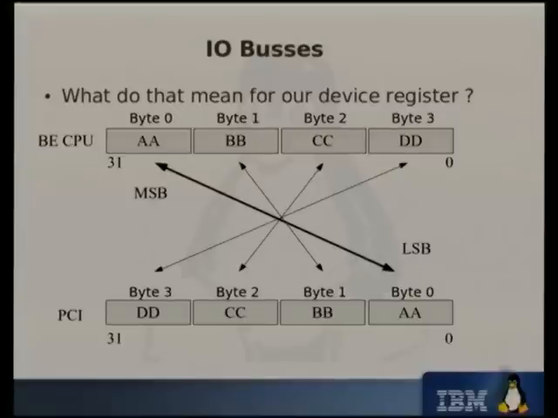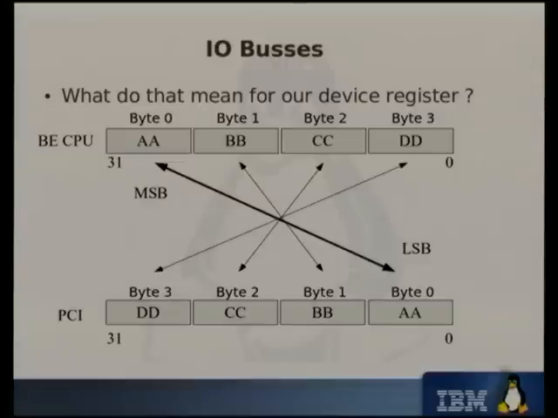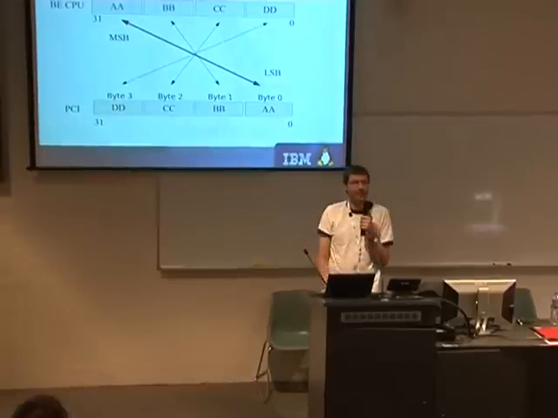Now, from there naturally derives why we need to swap our device register. Our device register has been putting its MSB here and LSB here, but because the lanes are crossed, the LSB of the device is going to land in the MSB of the CPU, which is why you need to byte swap.